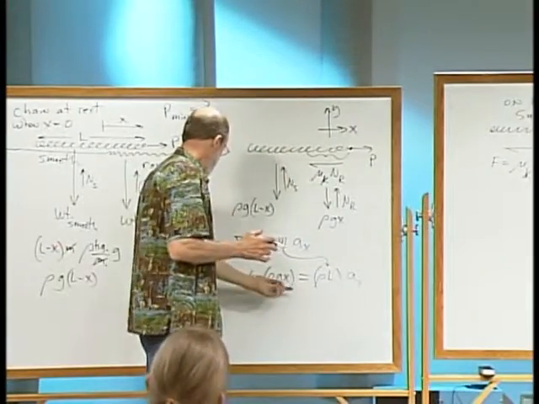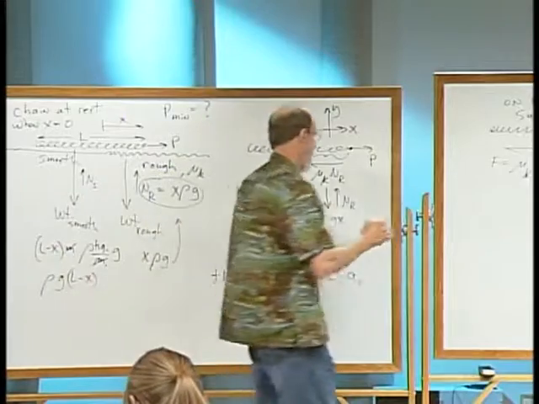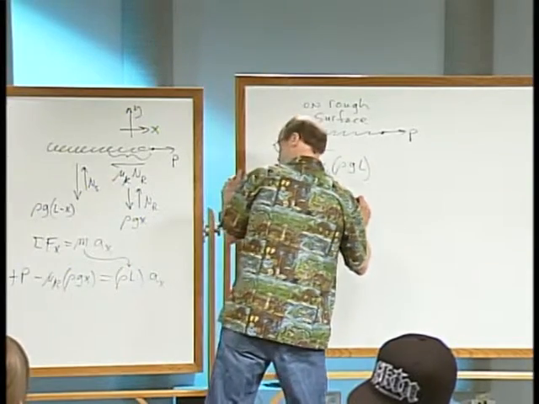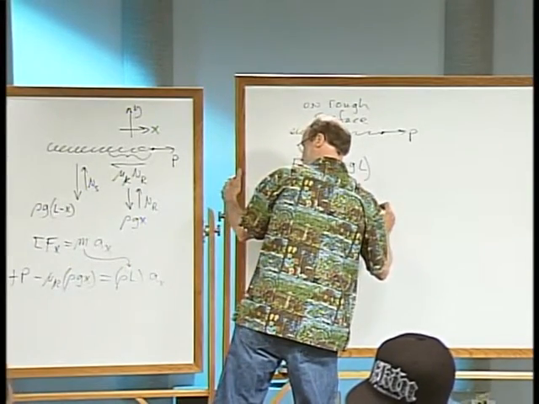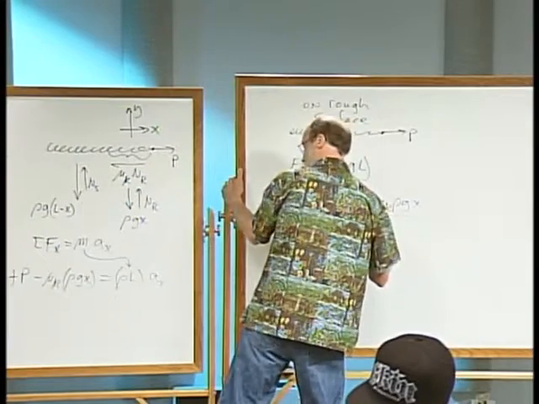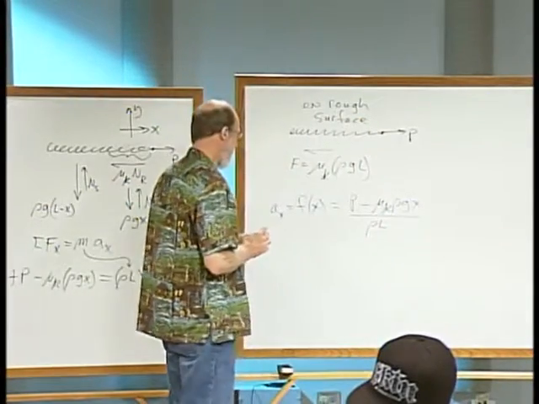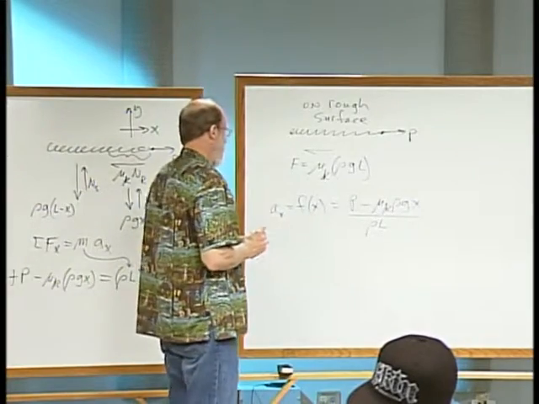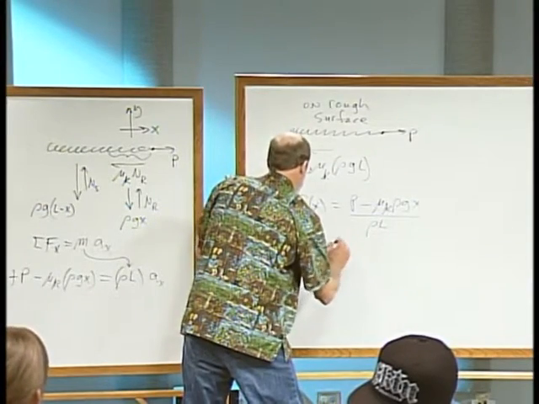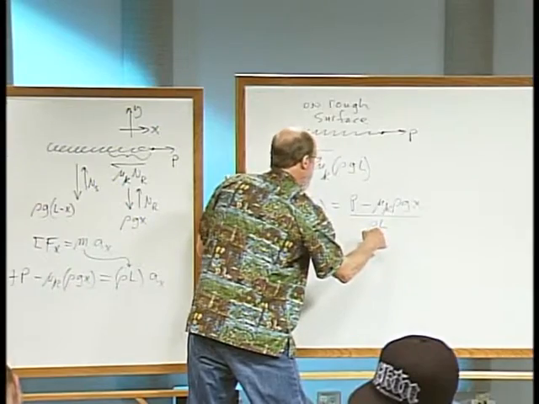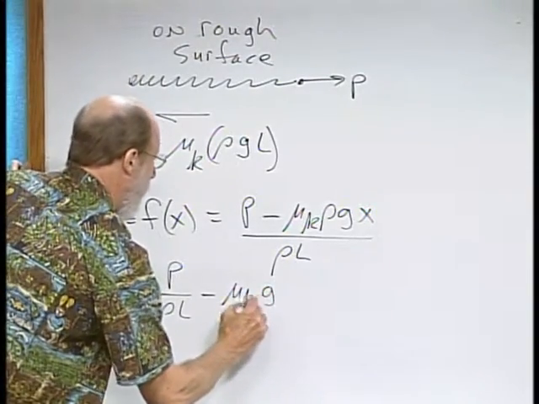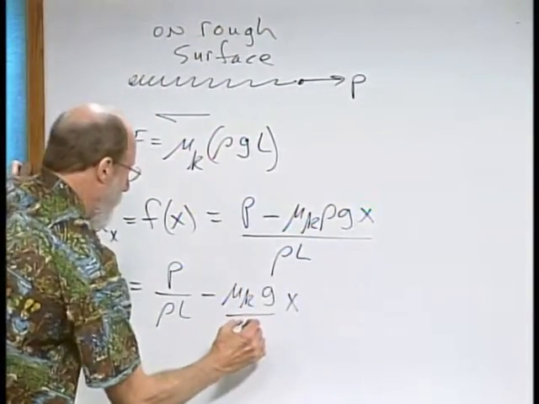So if we come back over here and observe when a portion of it is on the rough surface, then we have this equation, which gives us an acceleration as a function of position x, which happens to involve the P minus the mu k rho g x divided by rho L. Which I might just separate into separate terms. So P over rho L minus, and then we'll eliminate at least the rho out of here, mu k g x over L.